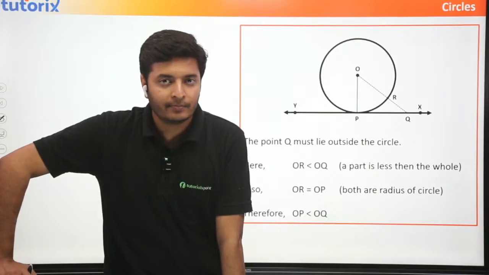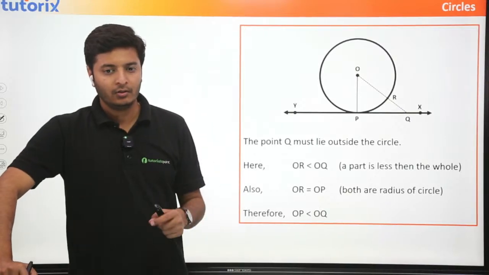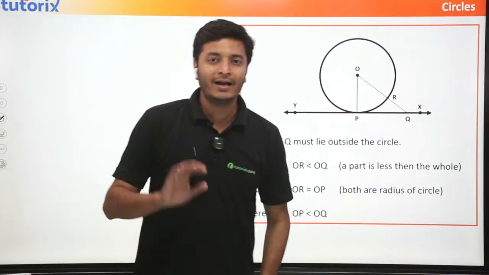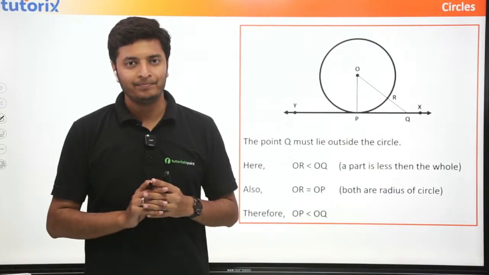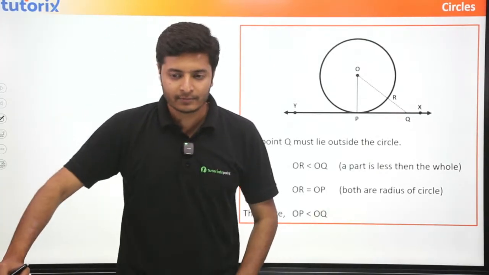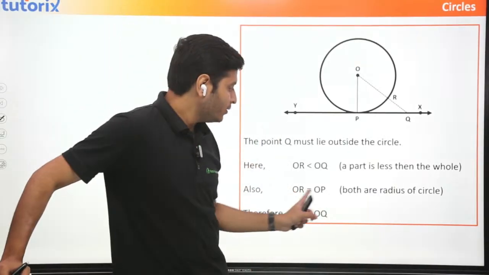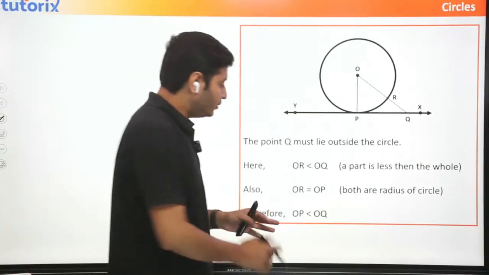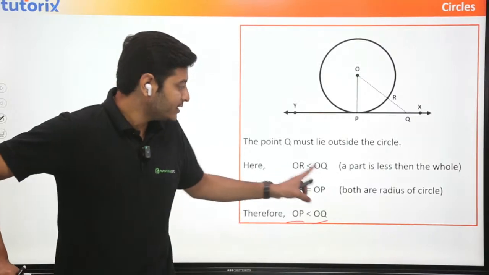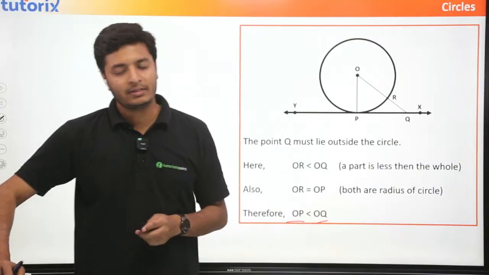This is a very basic concept that OR and OP are equal. Yes, very good. Because OR and OP are nothing but the radius of the same circle. Radius will always be equal when we are considering the same circle. So that's why OR and OP are equal. So it implies that OP is also smaller than OQ. OR is smaller than OQ, and OP and OR are equal, so OP is also smaller than OQ.